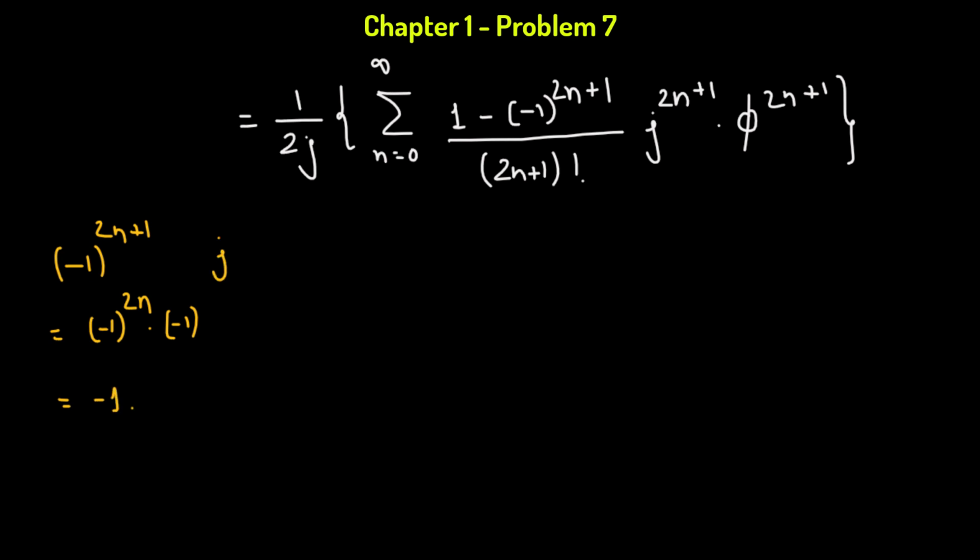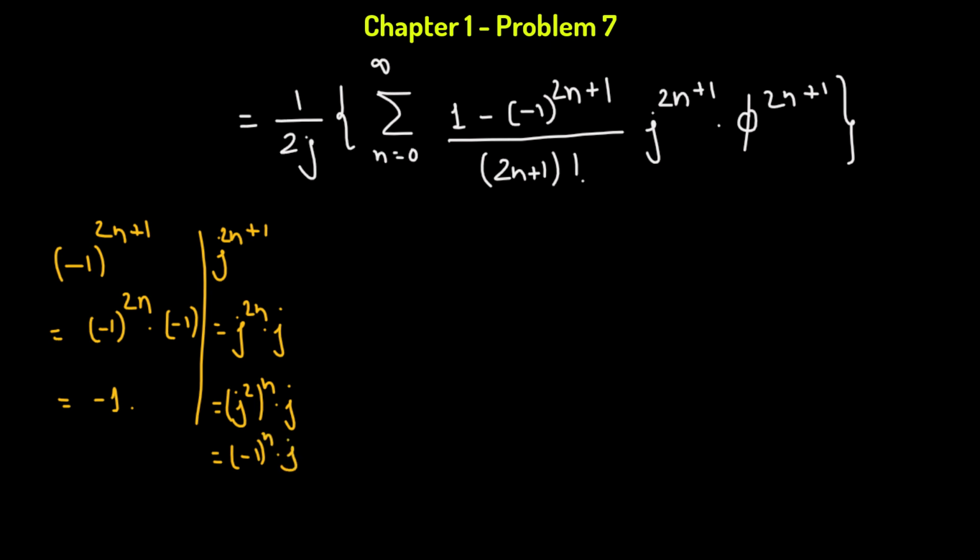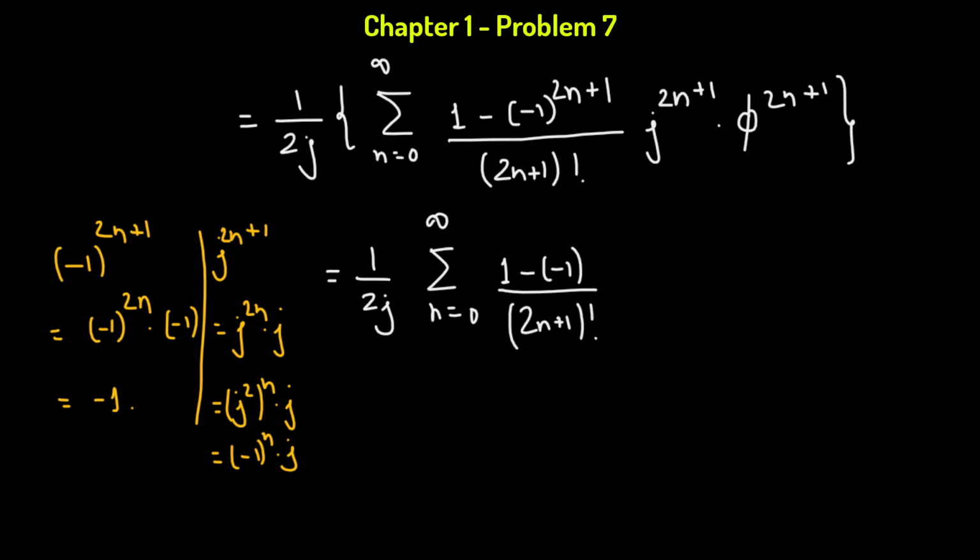Similarly, for j raised to the power of 2n plus 1, we have j raised to the power of 2n times j, which can be written as j squared, whole raised to the power of n, times j, and that is simply negative 1 raised to the power of n times j. So we get 1 over 2j times the summation, n going from 0 to infinity. In the numerator, we have 1 minus negative 1 divided by 2n plus 1 factorial, multiplied by negative 1 raised to the power of n times j times phi raised to the power of 2n plus 1.